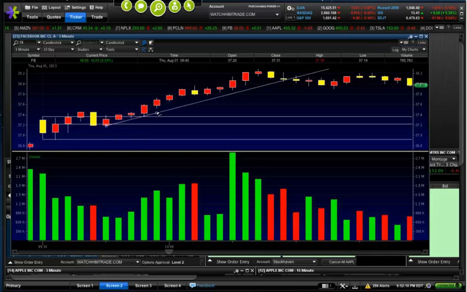Nice rally. Price rallies from 37.30 all the way up to 38.30. Again, a very, very nice, consistent move there in Facebook based off of those initial 3-minute high and 6-minute highs.